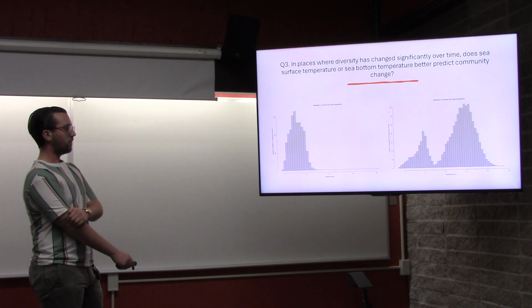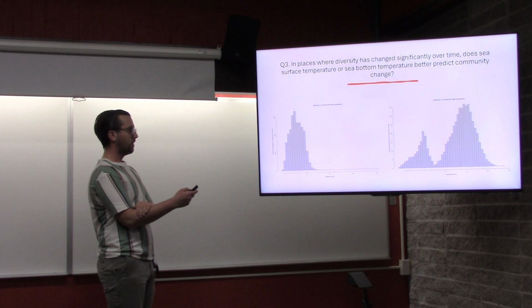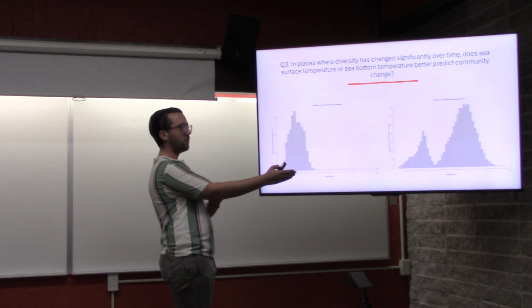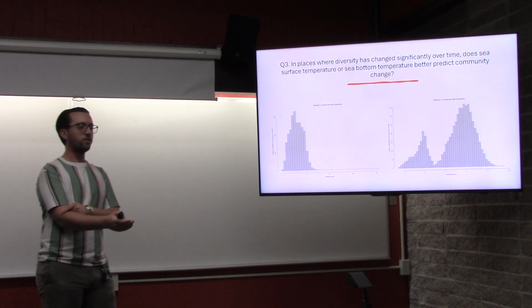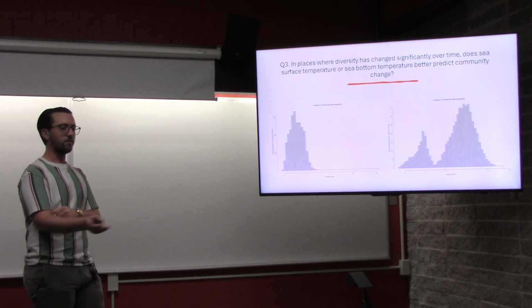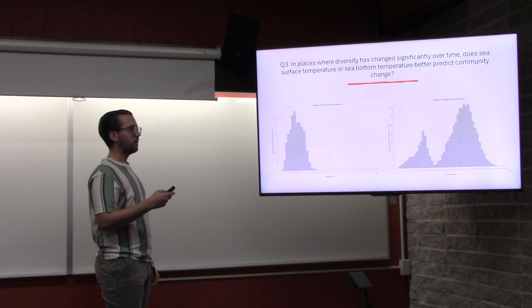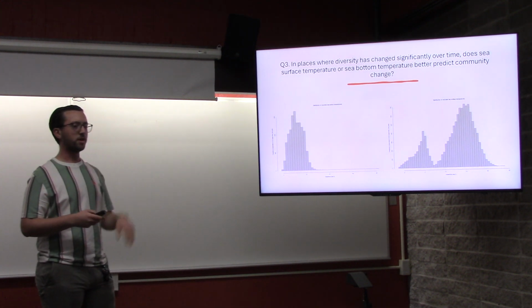So then sea surface and sea bottom temperature are distributed like this, and it's funny that this is unimodal and that's bimodal, but that might just come down to sea surface temperature being more susceptible to seasonality. Sea bottom temperature is probably more constant throughout the year. So across the whole 50-year data set, you get this unimodal versus bimodal distribution.